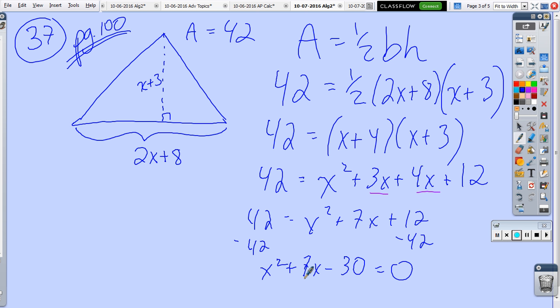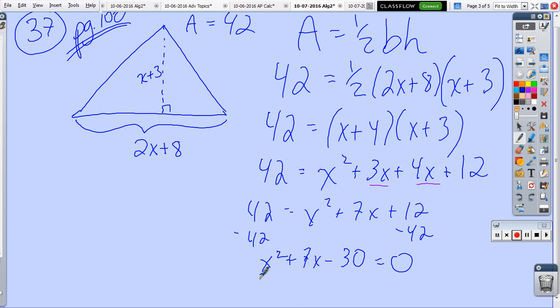From here, do I have to do tic-tac-toe? Why not? Because of the 1 in front of the x squared. So I'm going to go right to it. Factors of negative 30. 10 and negative 3. Thank you. So x plus 10 times x minus 3 equals 0. Again, check it, make sure it's right.